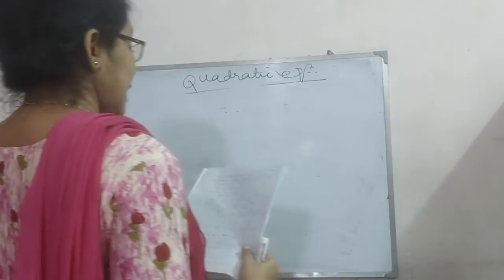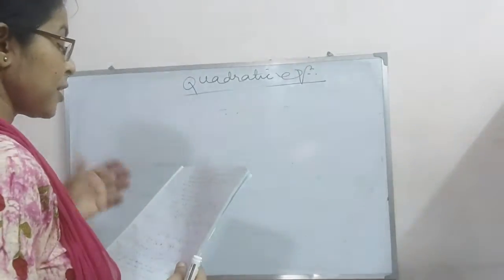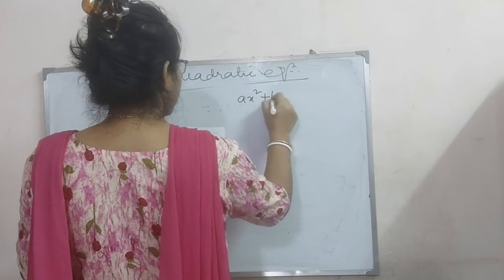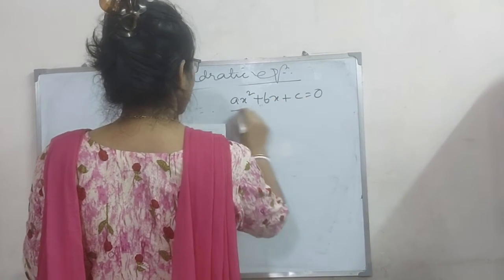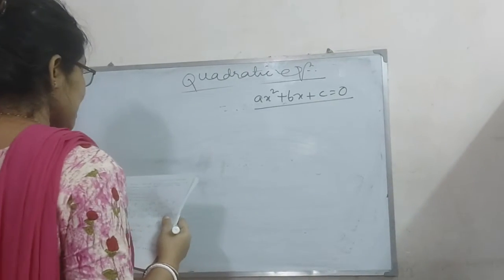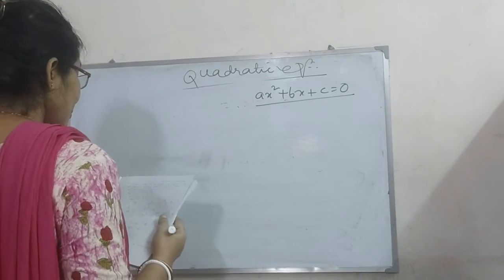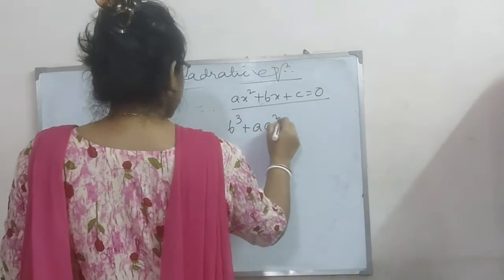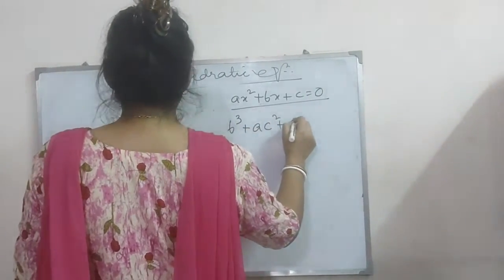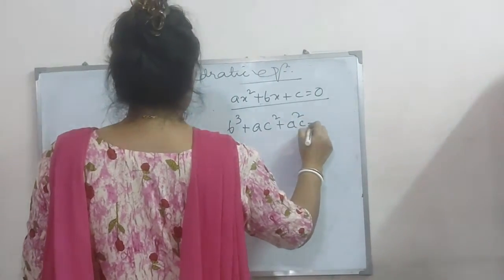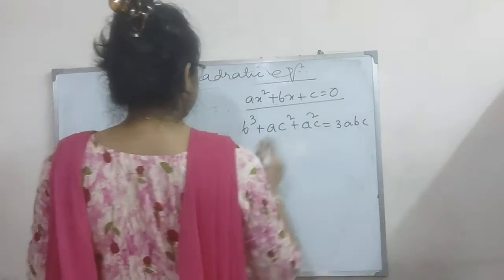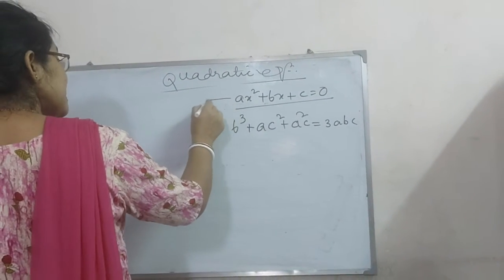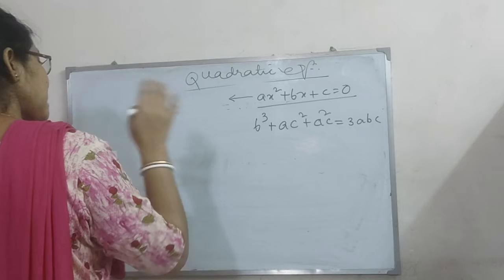Another question: if one root of the equation ax square plus bx plus c equal to 0 is the square of the other, prove that b cube plus ac square plus a square c equal to 3abc. One root of the equation is the square of the other root.